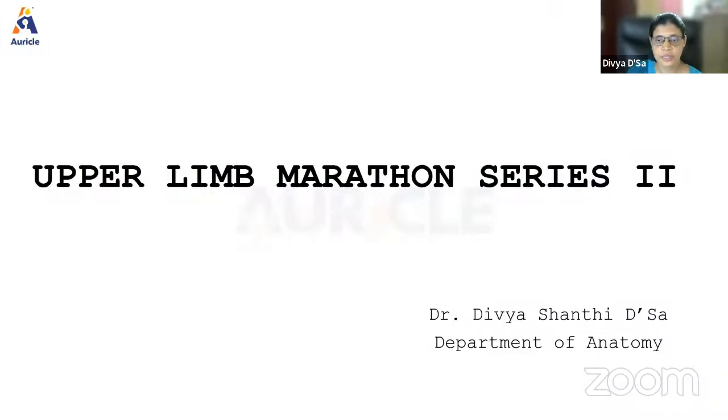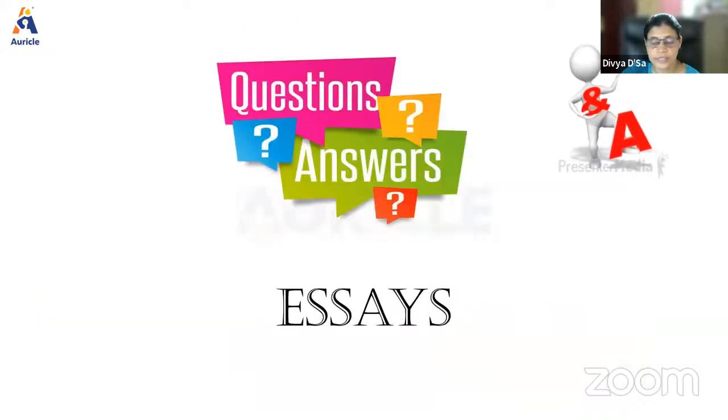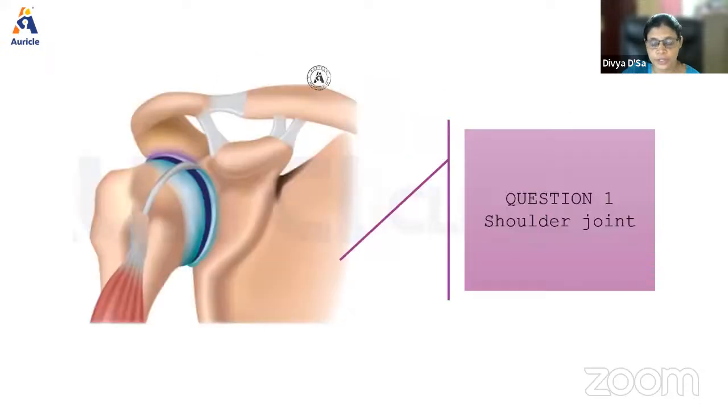So coming to the Upper Limb Marathon Series 2. Today we will go through these questions, very important. All of them are quite important questions. So we will be dealing with each of these questions separately. First, about the essay questions, long and short essay. The first question is shoulder joint.